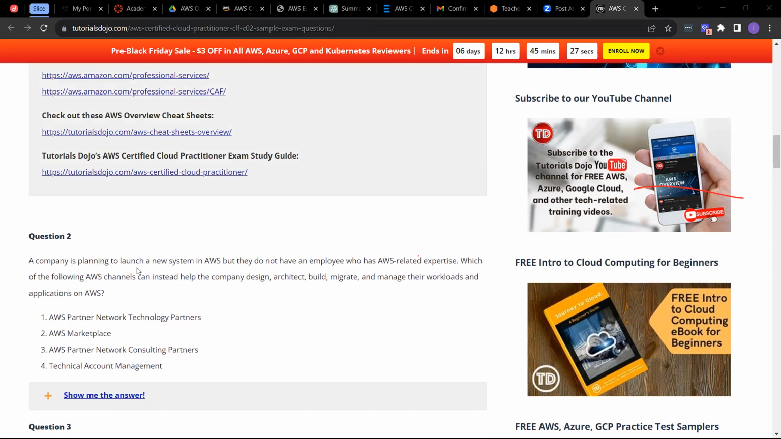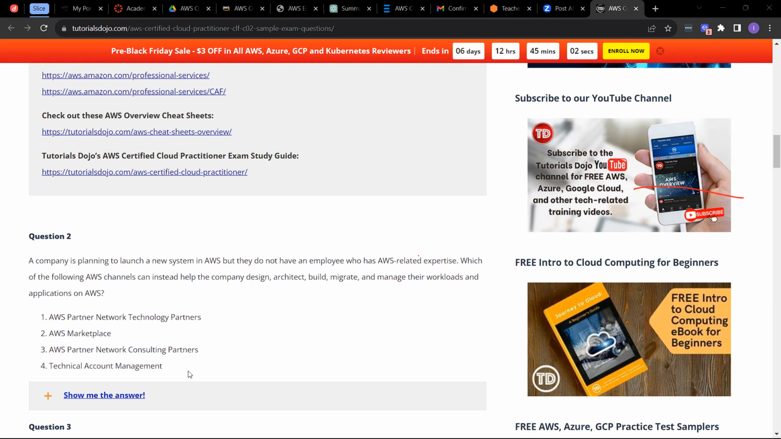A company is planning to launch a new system in AWS, but they do not have an employee who has AWS related expertise. Which of the following channels can instead help the company design, architect, build, migrate, and manage their workloads and applications? Look at this.